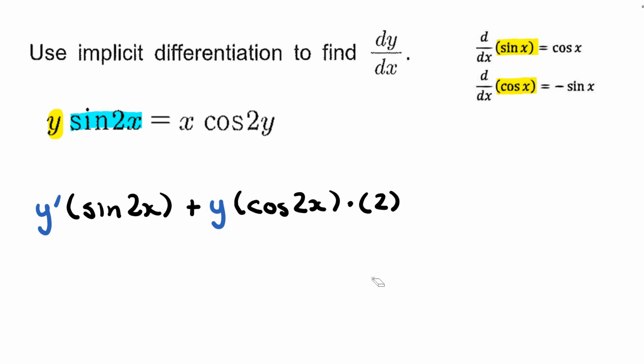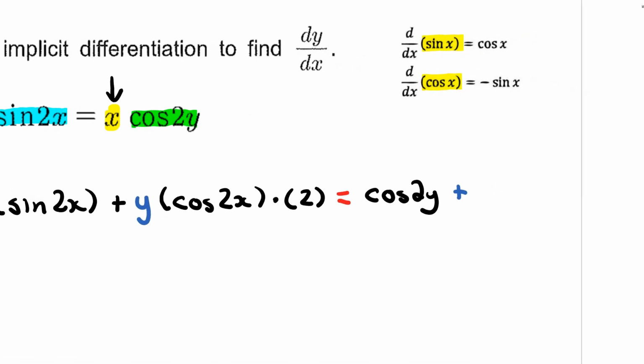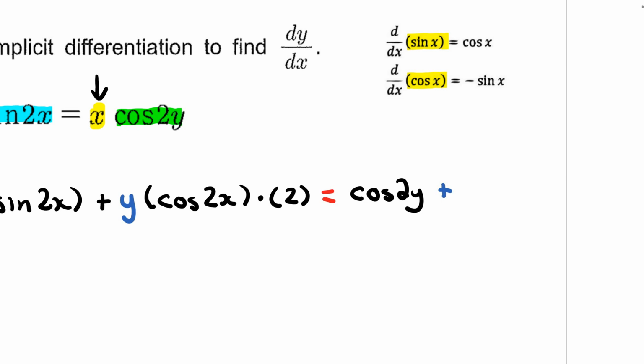Okay, so that's the derivative on the left-hand side, and then on the right-hand side, it looks like I have another product. So the product rule states that I take the derivative of the first term. The derivative of x is 1, so I can just multiply that by cos of 2y. Then the product rule states that I need to add the first term, which is now x, multiplied by the derivative of cos 2y.